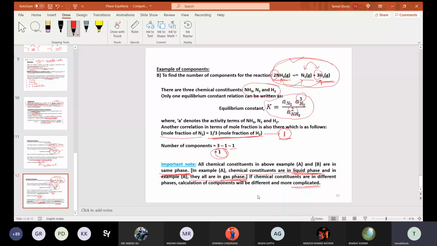कोई question नहीं. Sir, हाँ, sir, बताओ. How do you calculate the number of components? Can you explain again why this -1 and -1?